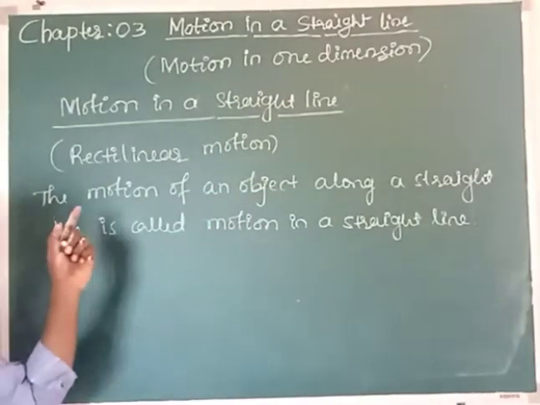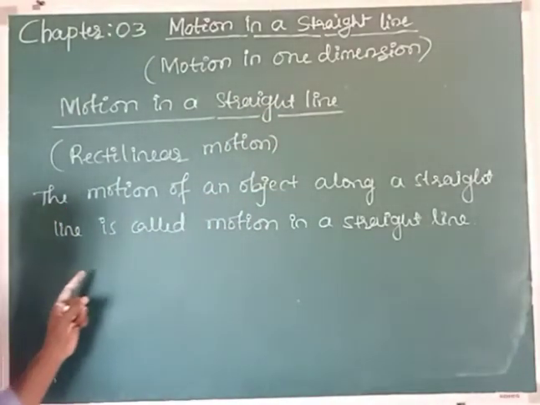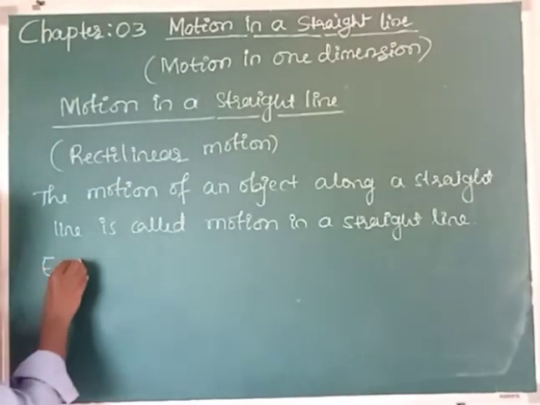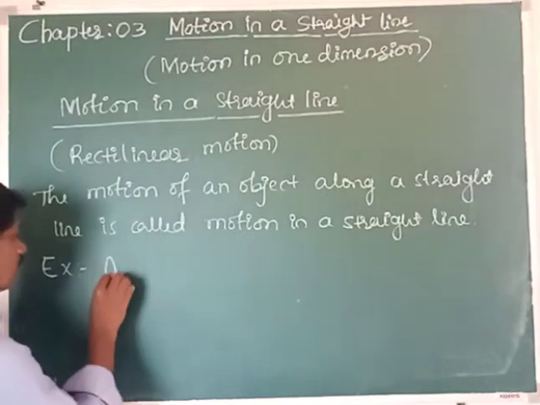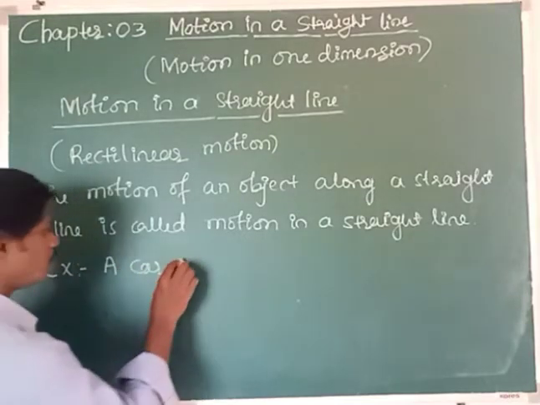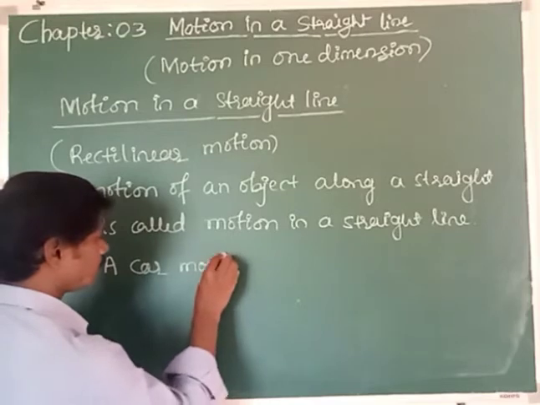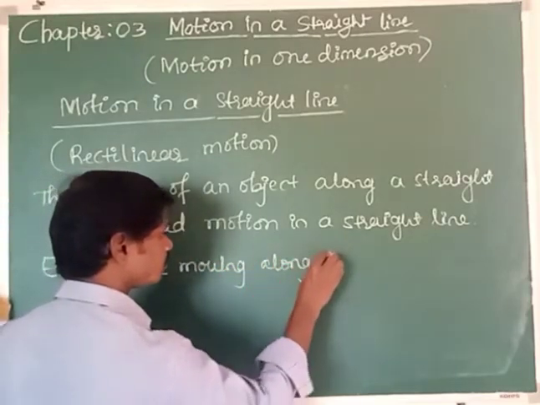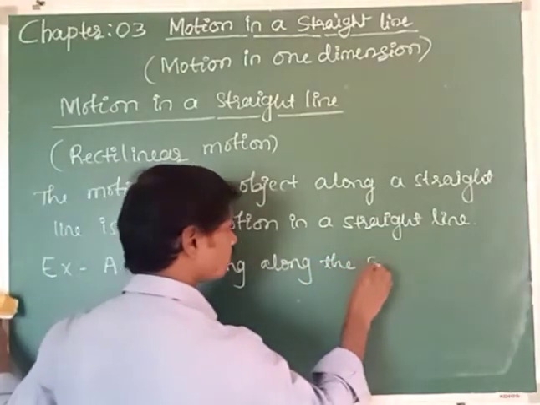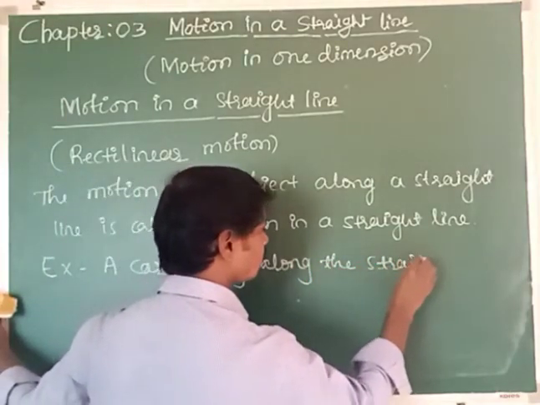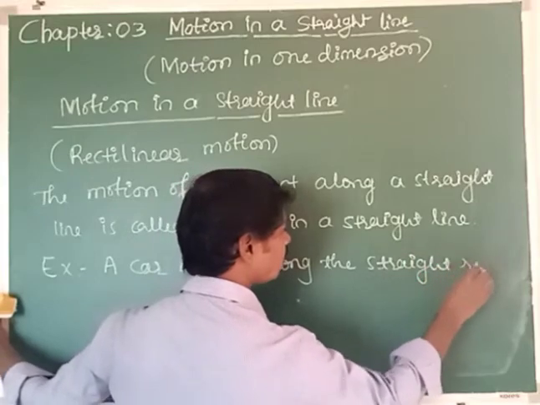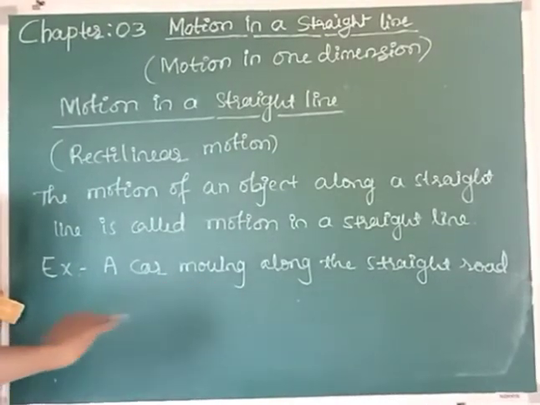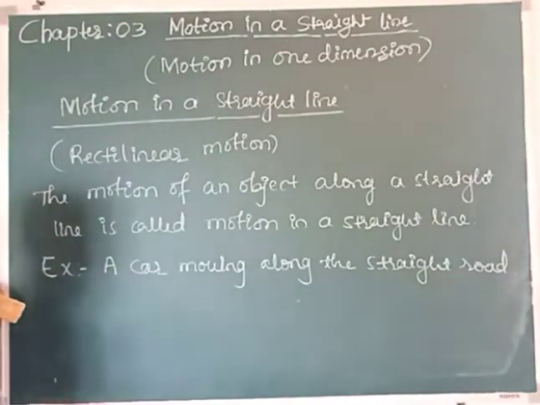What is the example for motion in a straight line? Example, a car moving along the straight road. Then here which coordinate are we going to use? That is the x coordinate. Along the straight road means horizontal, so we are going to use the x coordinate.